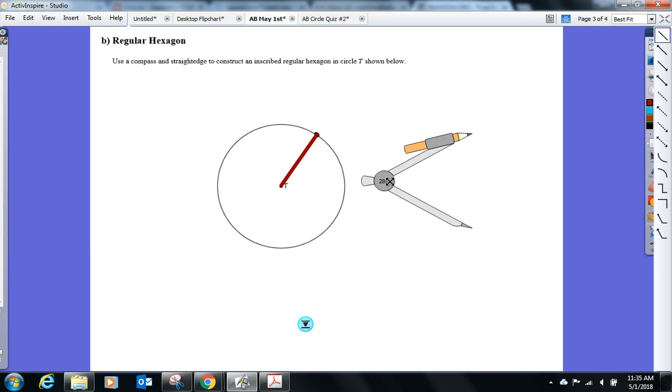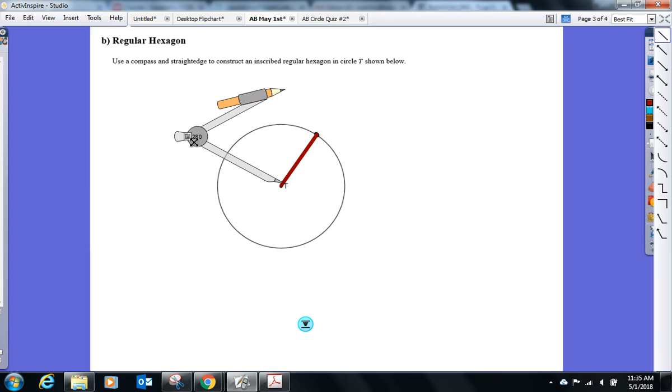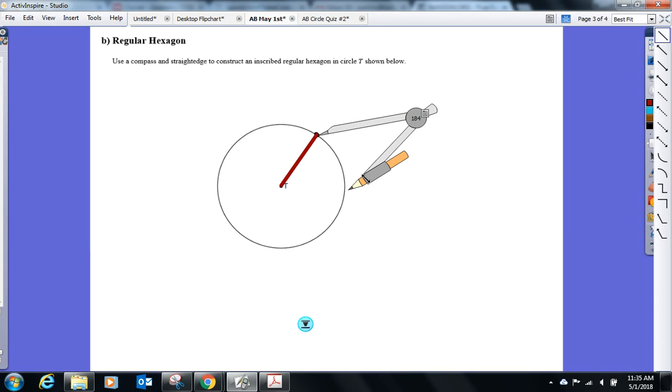Measure with your compass the length of the radius. Everyone got the length of the radius with your compass? Now put your compass point on the point you put on the circle, and we're going to make six radii around the circle. Ready? Here comes the first one. Boom, right here. Just going to make a little mark right there. There's one.